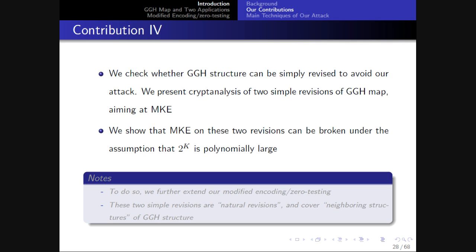Contribution four, we check whether GGH structure can be simply revised to avoid our attack. We present cryptanalysis of two simple revisions of GGH map, aiming at MKE. We show that MKE on these two revisions can be broken under the assumption that 2 to k is polynomially large. Notes. To do so, we further extend our modified encoding zero testing. These two simple revisions are natural revisions and cover neighboring structures of GGH structure.